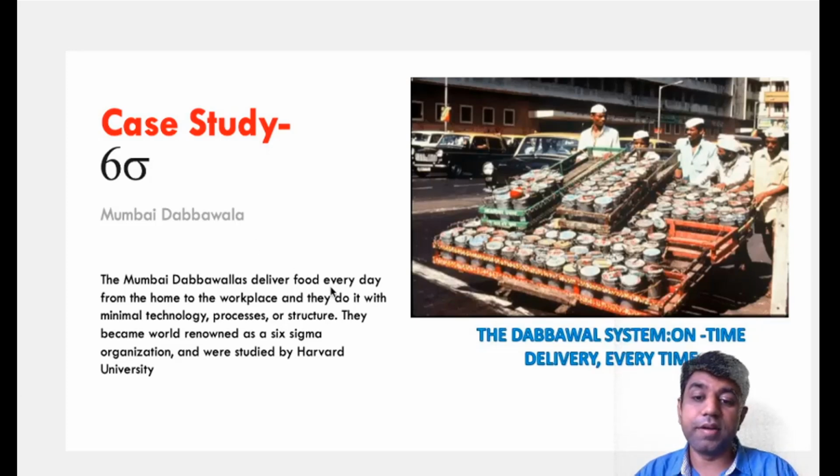The Mumbai Dabbawalas deliver food every day from home to the workplace, and they do it with minimal technology, process or structure. Even then they have 6 sigma. They became world renowned as a 6 sigma organization and are part of a study at Harvard University also, right? So that is a proud moment for India. That's why I have taken this case study.